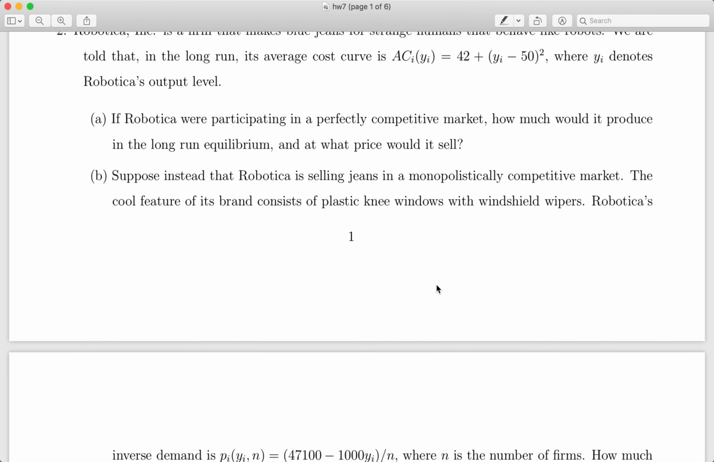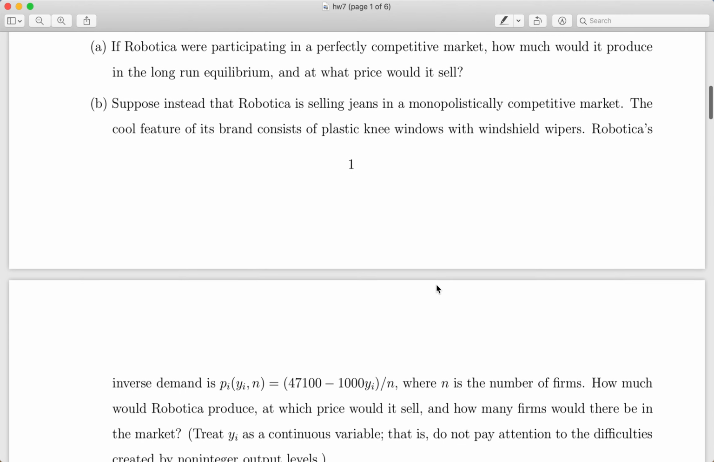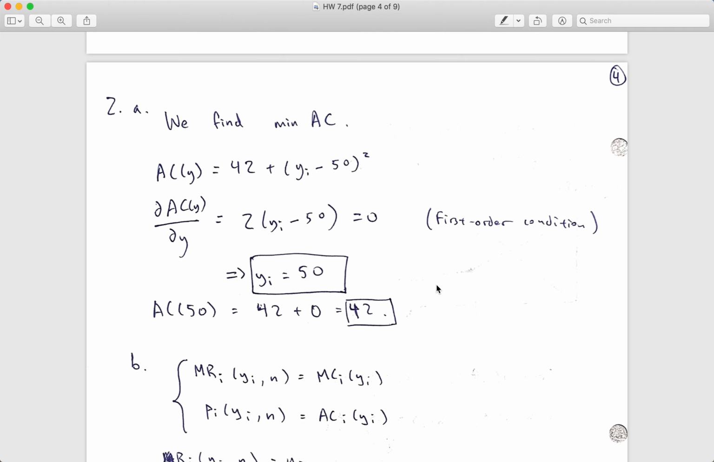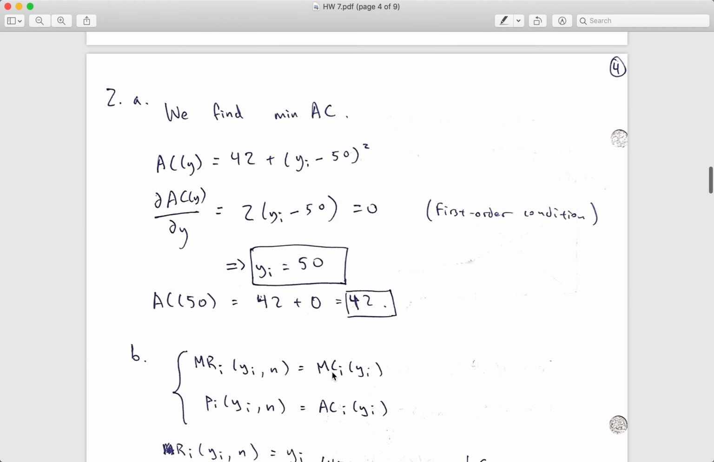The second part asks about the monopolistic competition case, and what we're going to do in this case is solve a system of two equations. The first equation is an analog of the standard monopolist case, that marginal revenue equals marginal cost. But also, because there are all these other firms in the market, we need to ensure that the price is equal to the average cost there.